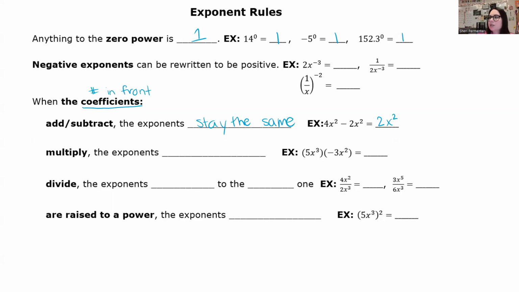It doesn't change. So it doesn't work if you have x to the third power and x squared. It can't stay the same because they're not the same. You can't add or subtract them.